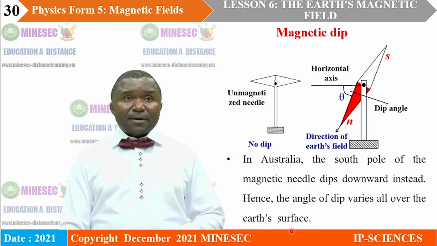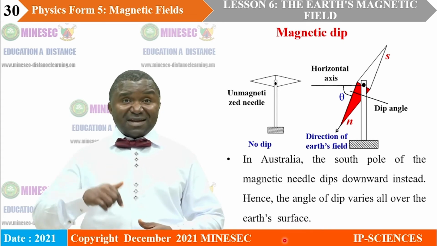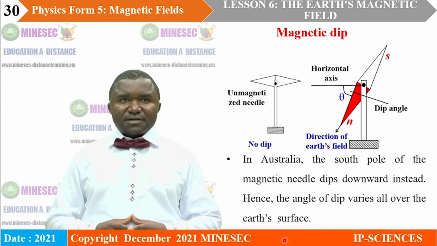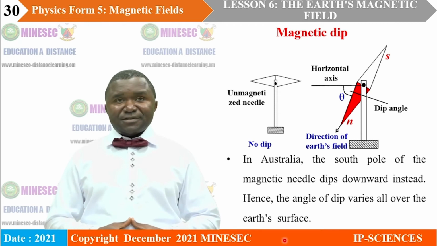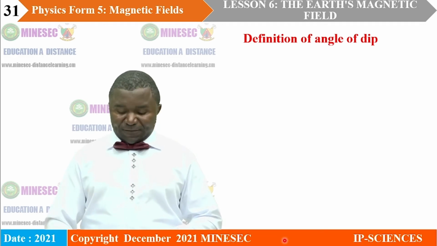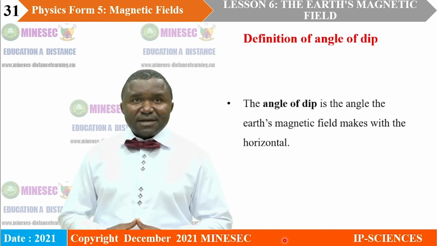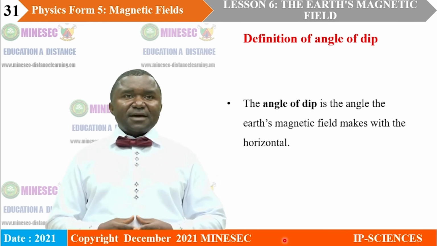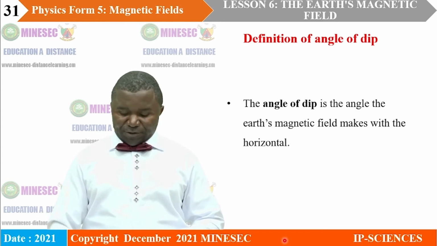In Australia, the south pole of the magnetic needle rather dips downward instead. Hence, the angle of dip varies over the Earth's surface. Definition of angle of dip. The angle of dip is the angle the Earth's magnetic field makes with the horizontal.